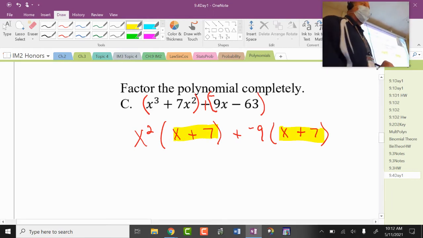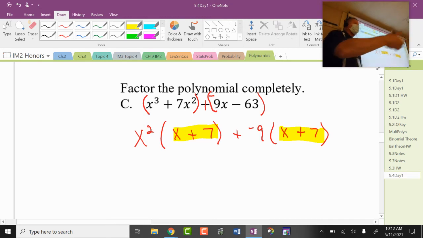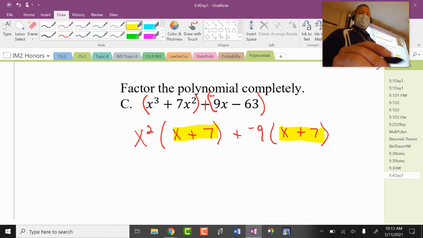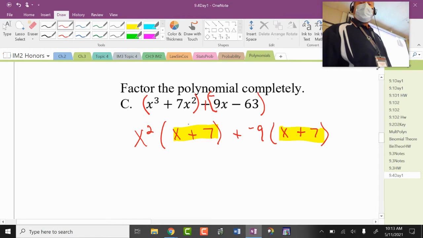These are equal. That makes factoring by grouping possible in this scenario. And then I am going to write this the way I want to.